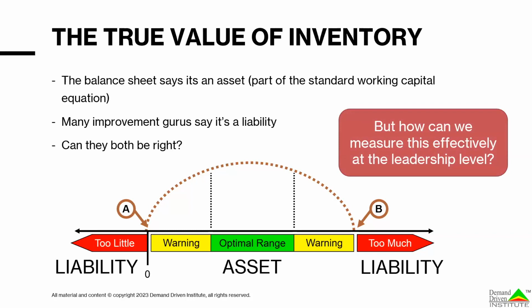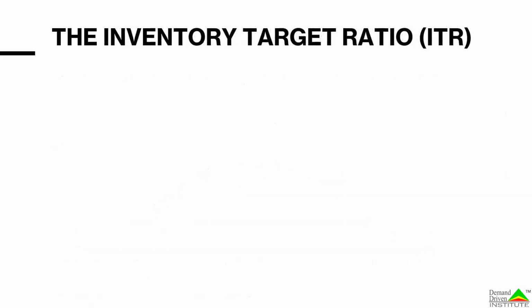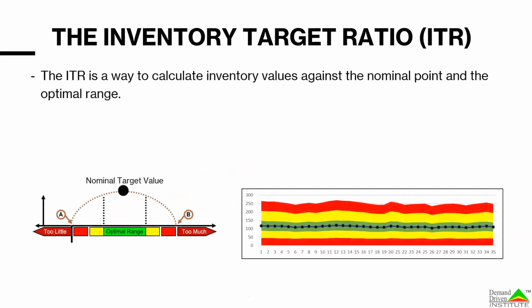Because if you put this in front of them, their eyes are going to glaze over. All right, so I give you the inventory target ratio. The inventory target ratio is a way to establish inventory values against a nominal point in the optimal range. So when we know these situations exist, point A and B, and we know there's an optimal zone, then there has to be a nominal target.